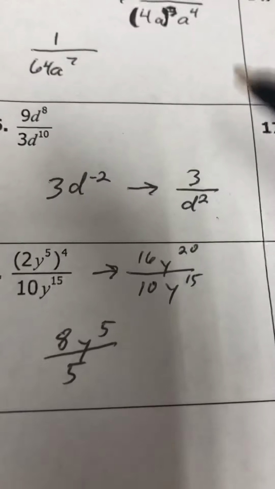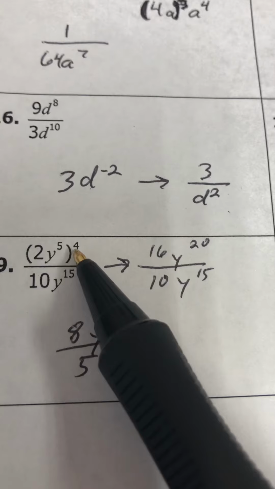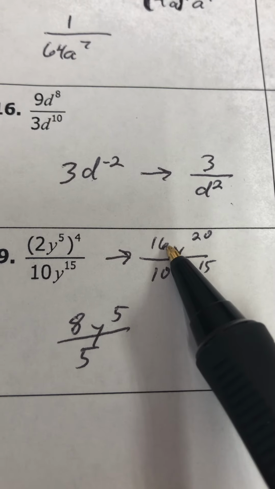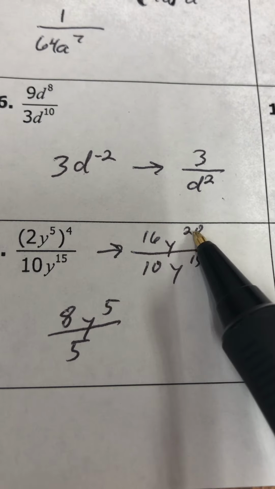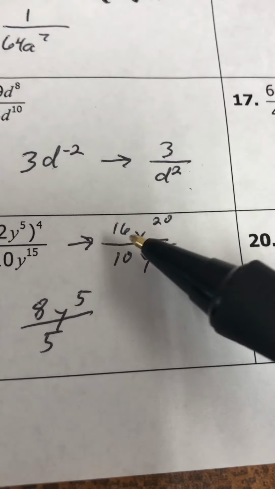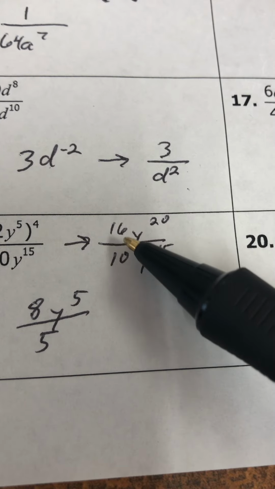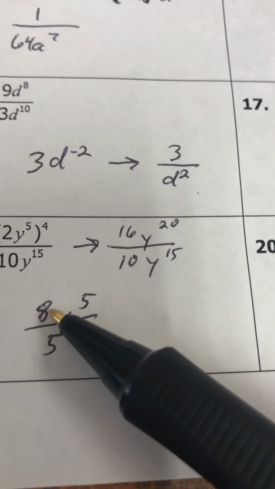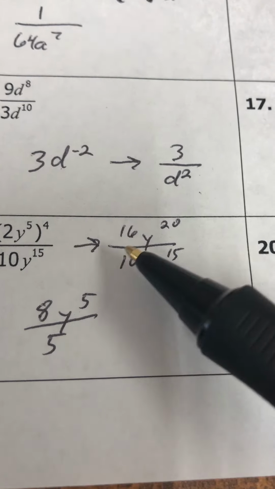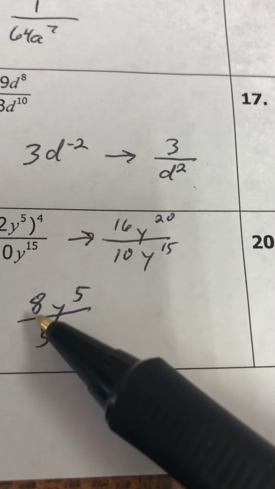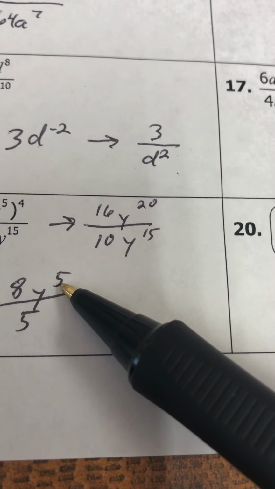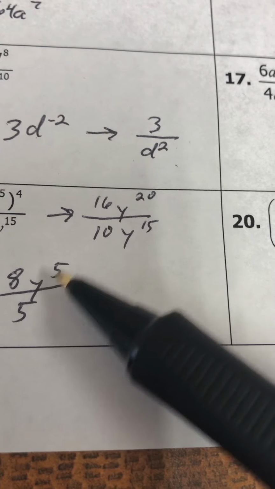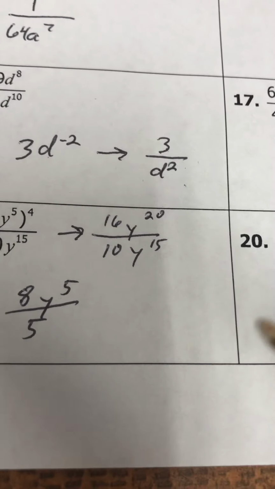Number 19. I'm going to do this first on top. So 2 to the 4th power is 16. That would be 2 times 2 times 2 times 2. And then 5 times 4 is 20, so y becomes y to the 20th power. Now I can do my division and subtraction. So 16 over 10 I can simplify to 8 over 5. I just divide both the top and the bottom by 2. And I get 8 over 5. And then y, 20 minus 15 is 5. And it's not negative, so I didn't have to put it down here. I just leave it up on the top. Okay, so that's the final answer for number 19.